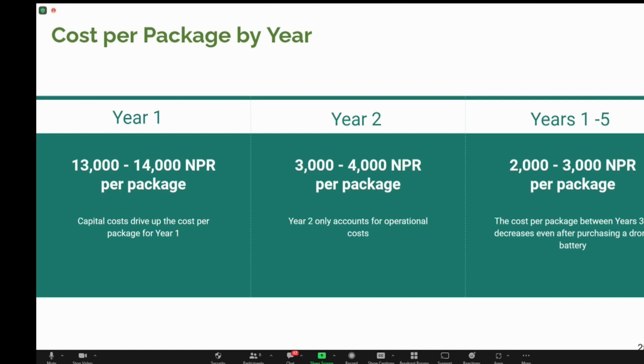In year two, that cost comes down significantly because it only accounts for the operational costs. And if we're looking overall from years 1 to 5, we're looking at 2 to 3,000. So that cost also comes down because the number of packages being delivered goes up. And that's ideally if there are 2 packages being delivered every day.